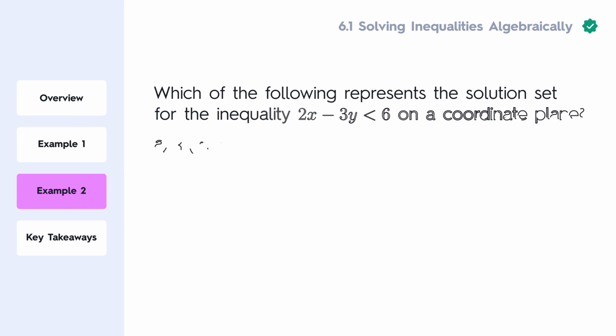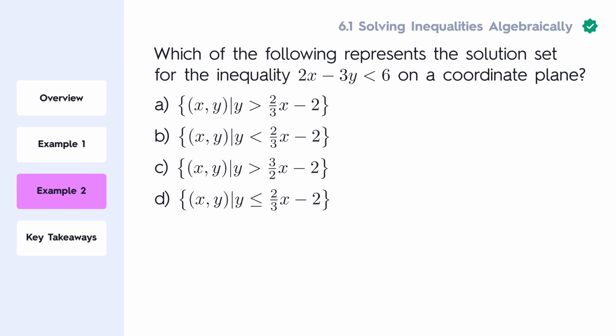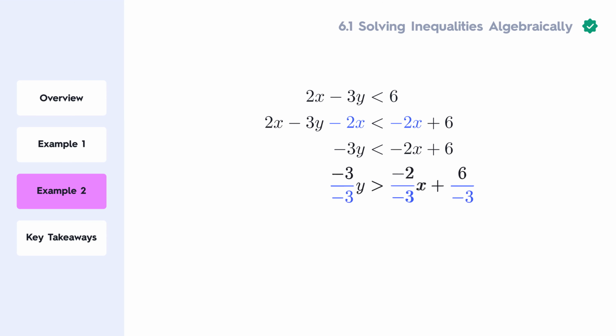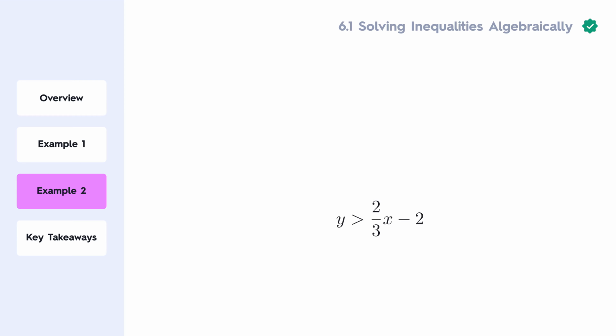Which of the following represents the solution set for the inequality 2x minus 3y less than 6 on a coordinate plane? To solve, let's start by rewriting the inequality in slope-intercept form, which will allow us to identify the correct line and shading direction. Subtract 2x from both sides. Divide each term by negative 3, remembering to flip the inequality sign. This tells us that the inequality represents the region above the line y equals 2/3x minus 2. We'll need to graph this boundary line next.